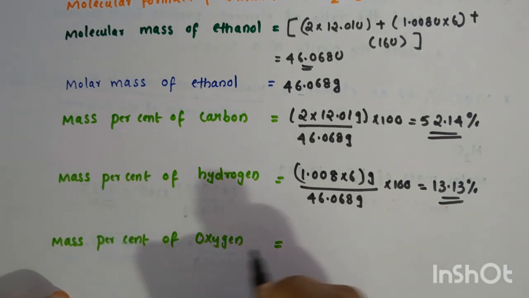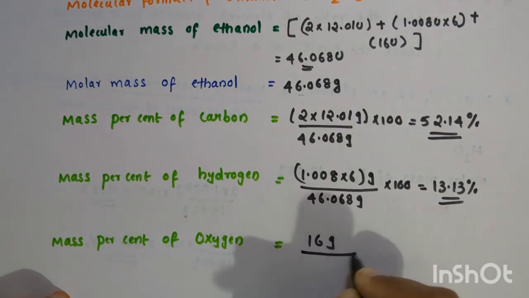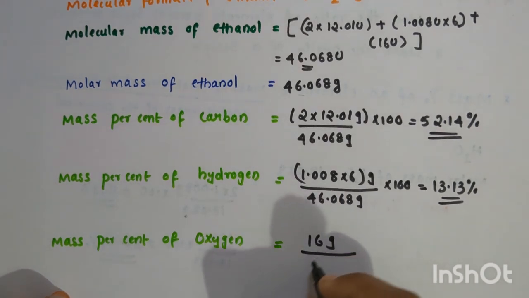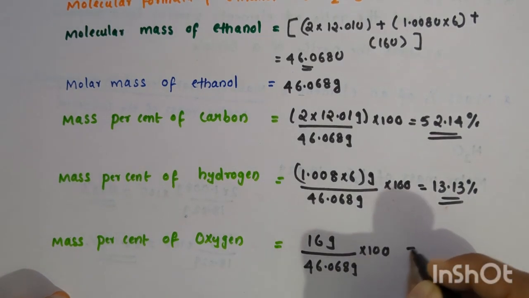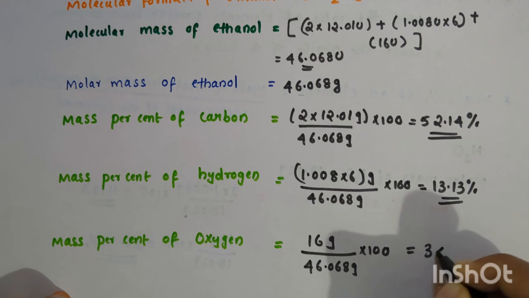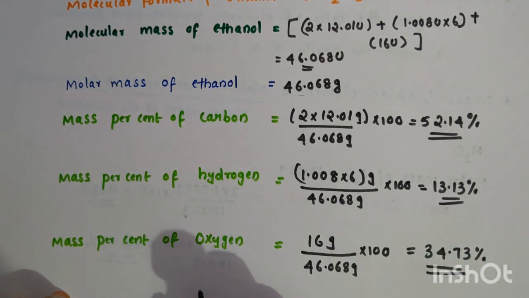And what about the mass percent of oxygen? That will be equal to the mass of oxygen in the compound, which is 16 gram, divided by the molar mass of ethanol, which is 46.068 gram, into 100. When you do this calculation, you will get 34.73%.